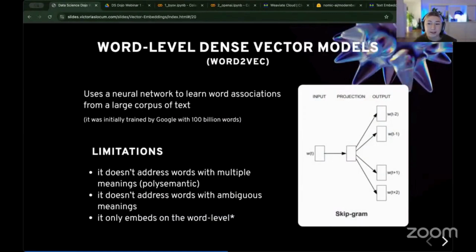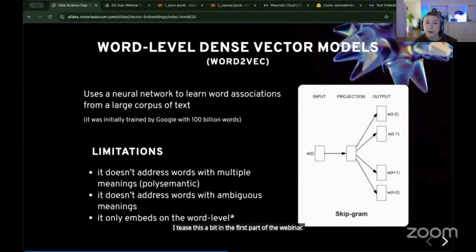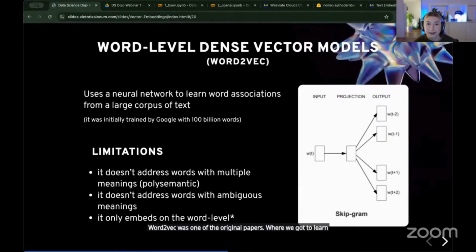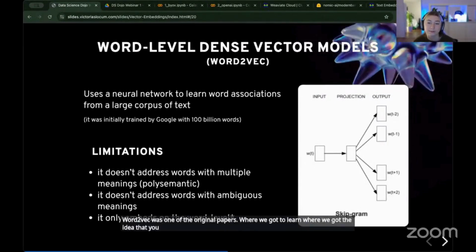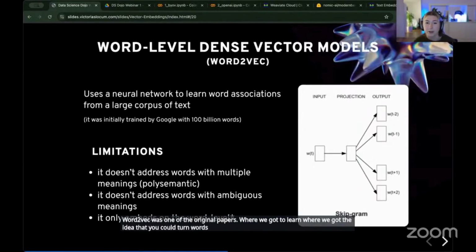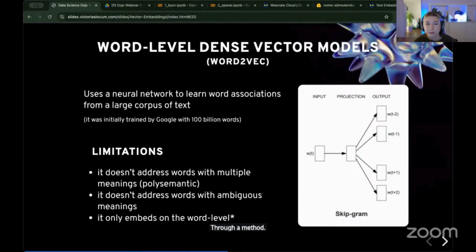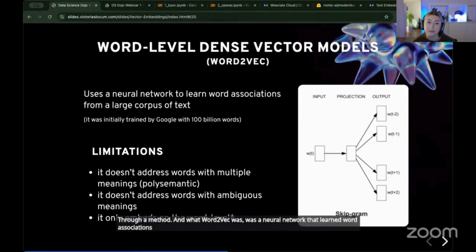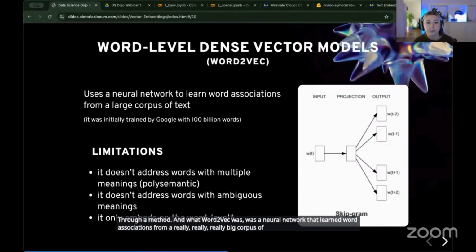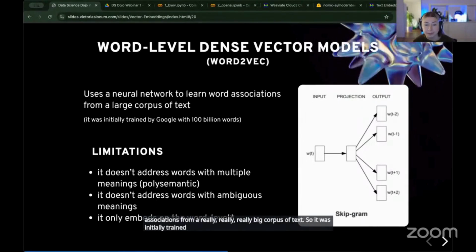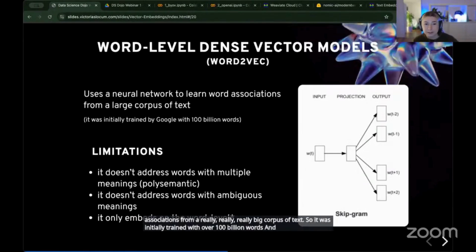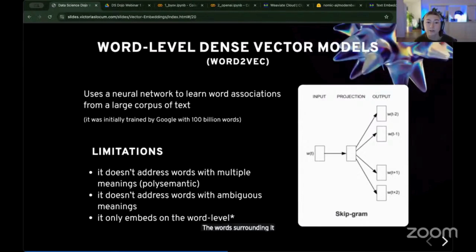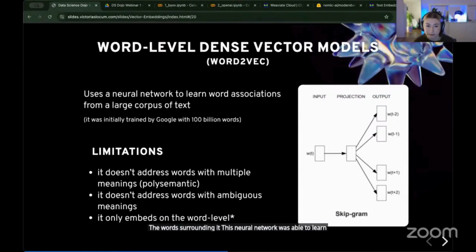I teased this a bit in the first part of the webinar. Word2Vec was one of the original papers where we got the idea that you could turn words into vectors through a method. Word2Vec was a neural network that learned word associations from a really big corpus of text. It was initially trained with over 100 billion words, and these words were fed into this neural network, and based on the words surrounding each word, the network was able to learn what the word means.